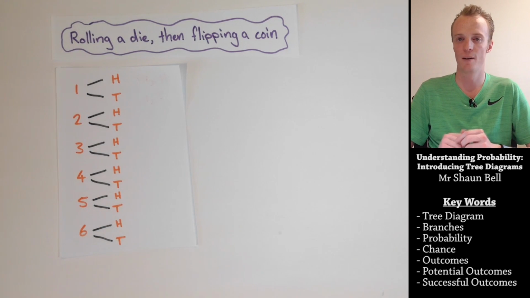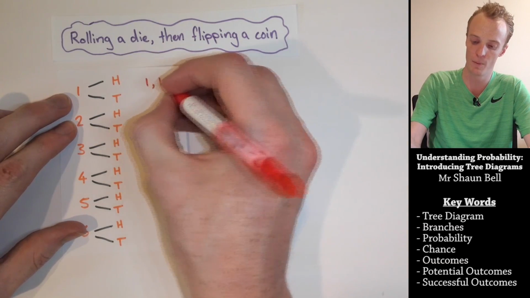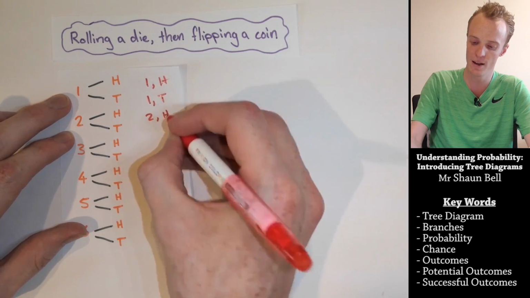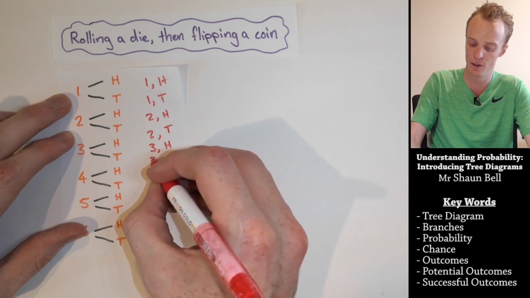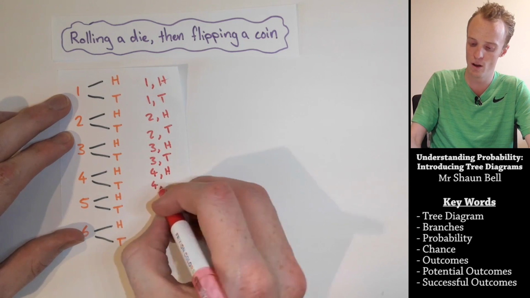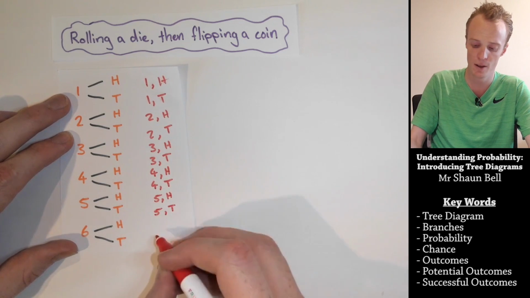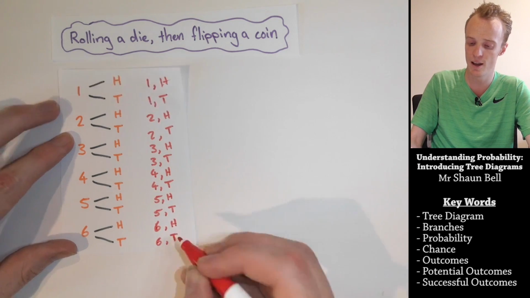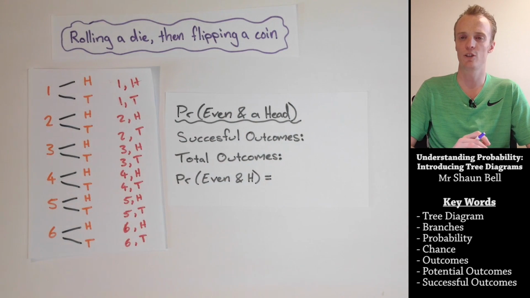So now we've got our tree diagram, let's begin by listing all our potential outcomes. The first of which would be rolling a 1 followed by a head, then rolling a 1 followed by a tail, rolling a 2 followed by a head, rolling a 2 followed by a tail, a 3 then a head, then a 3 followed by a tail, rolling a 4 and a head, a 4 and a tail, a 5 and a head, a 5 and a tail, then finally rolling a 6 and a head and a 6 and a tail.